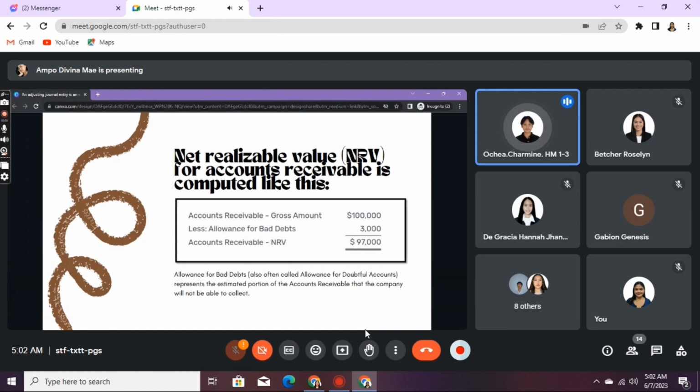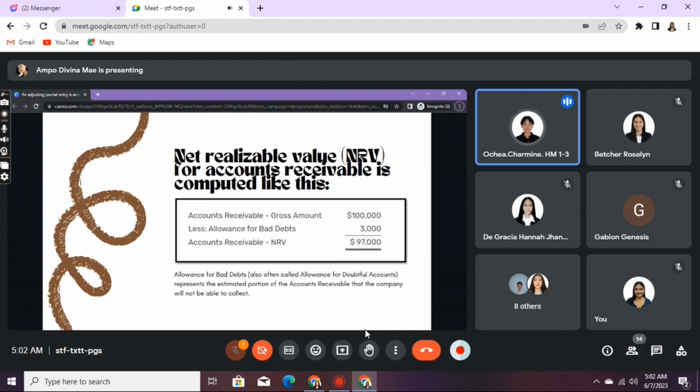So it's the accounts receivable minus the allowance, the gross amount. For example, $100,000 minus 3,000 is equals to 97,000.